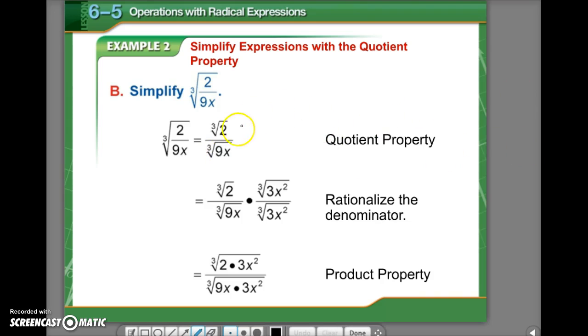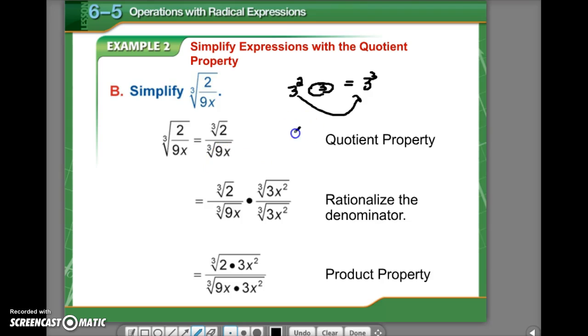So what I know already is that 9, that's 3 squared. But I want to know, what is 3 cubed? And how do I get from 3 squared over to 3 cubed? Simply, the way we do that is we're going to multiply by another 3. So on my denominator, to rationalize it, I need to multiply by another 3.